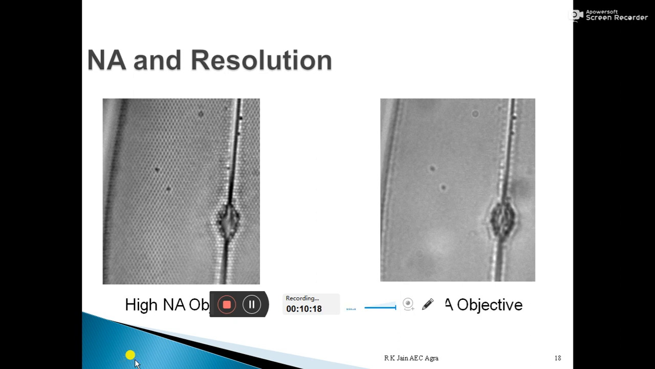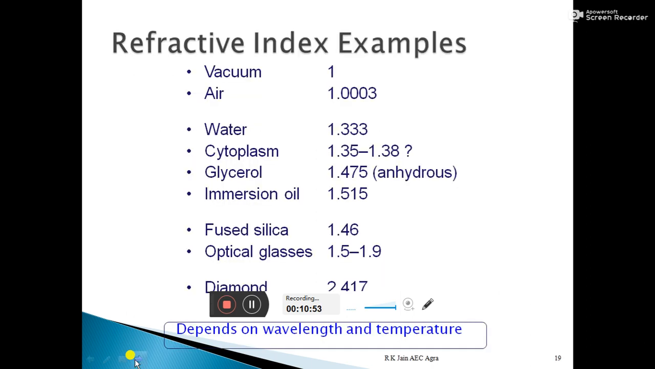Another important feature of the microscope is the numerical aperture and the resolution. Numerical aperture of a microscope is given as n sin theta, where n is the refractive index of the medium, and theta is half of the angle made between the object and the objective lens. Higher the numerical aperture, higher will be the resolving power of the microscope, and we will be able to visualize better images.